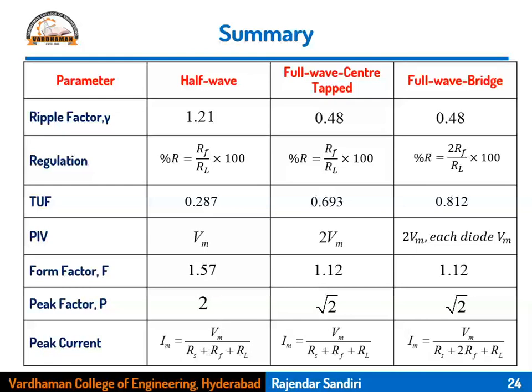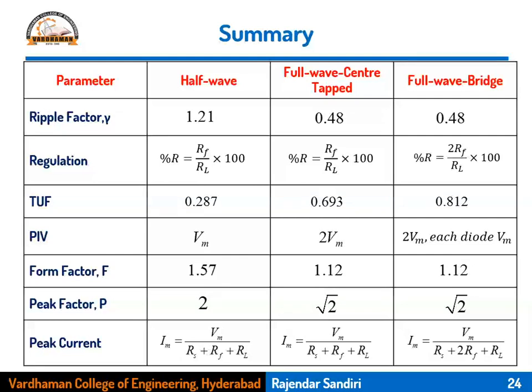Transformer utilization factor is increased. From half wave rectifier to bridge rectifier it is 0.287, 0.693, 0.812. Then peak inverse voltage is Vm in half wave, 2 Vm in full wave center tapped, then 2 Vm in bridge also for 2 diodes, but each diode is Vm. That is a very, very important point. Then form factor is 1.57, 1.12, 1.12. Peak factor is 2, √2, √2.